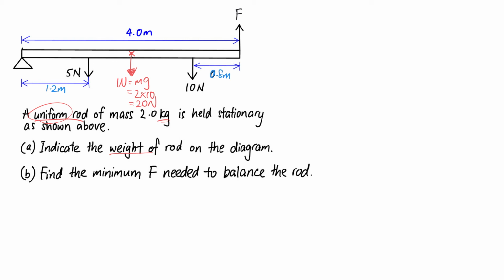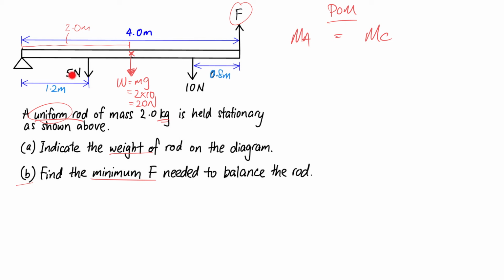And so the distance from the CG all the way to the pivot, because it's half of it, will be 2 meters. These are things that you must pick up. And for part B, they ask you to find that unknown force, the minimum F that's required to balance the rod. And I will have to use my principle of moment. So applying principle of moment, the sum of anti-clockwise moment equals the sum of clockwise moment.